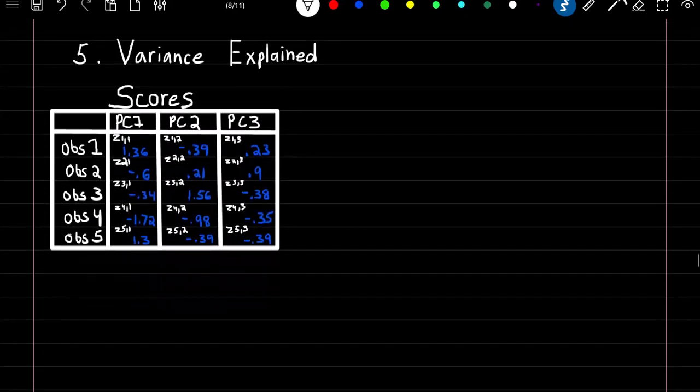Variance explained. Each principal component explains as much of the variation as it possibly can. This means principal component 1 is ultimately going to explain more variance than principal component 2, and principal component 2 is going to explain more variance than principal component 3, and so on. The formula to calculate the variance explained from each of our principal components is just the sample variance, but using our scores. These are the scores that we just calculated.